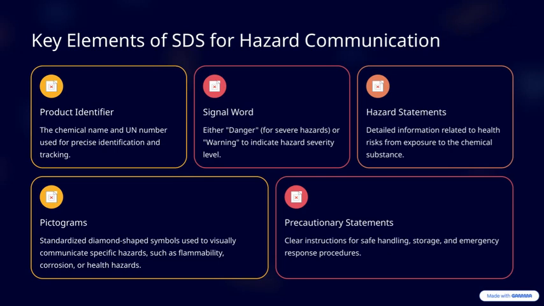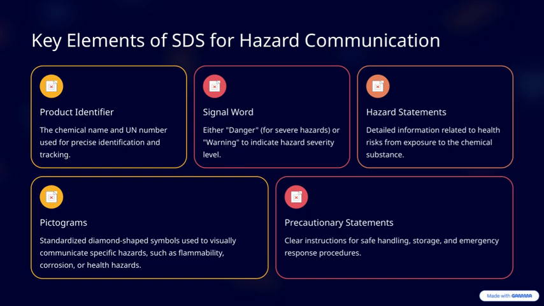Let's take a closer look at the key elements of the Safety Data Sheet, or SDS, for hazard communication. First, we have the precautionary statements, which provide clear instructions on how to handle, store, and respond in emergency situations safely. These are essential for minimizing risks and ensuring everyone knows what to do in case of an incident. Next, we see the standardized diamond-shaped symbols, or pictograms. These visual cues quickly communicate specific hazards like flammability, corrosion, or health risks, making it easier to recognize dangers at a glance.